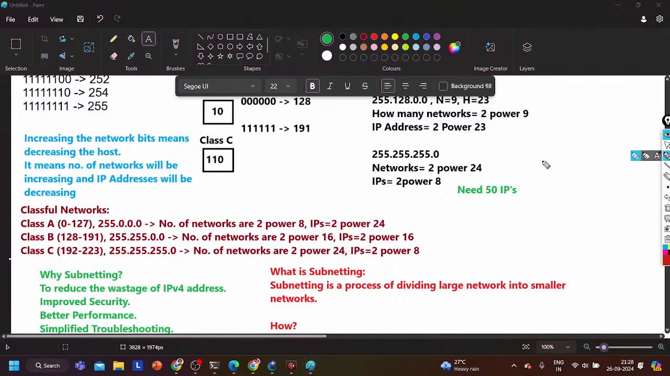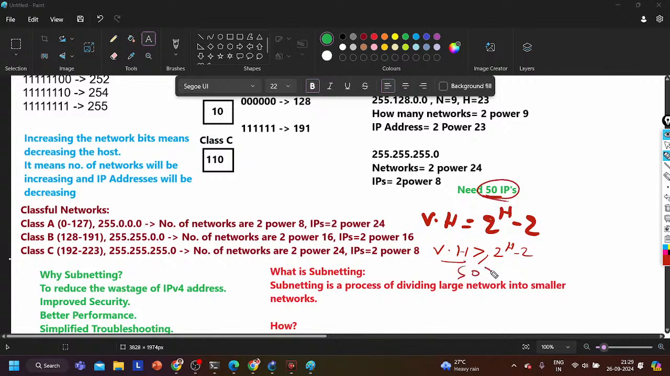You know the formula to find valid hosts: 2 power h minus 2. Now you tell me what the value of h will be to get 50 IP addresses. I can say valid hosts should be greater than or equal to 2 power h minus 2, and valid hosts is 50. So 50 should be greater than or equal to 2 power h minus 2. Tell me what the value of h will be, guys? If h is 1, then 2 to the power 1 minus 2. No.